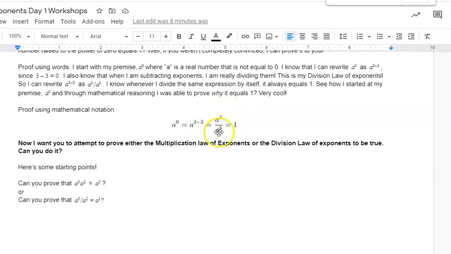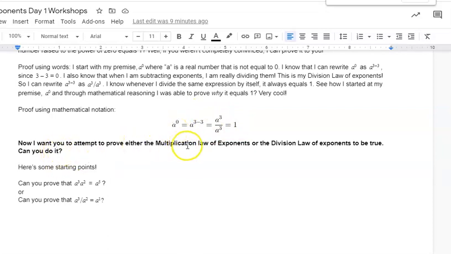I know anytime you're dividing the same thing over itself, it equals 1. So notice I start with a to the 0 power and I end up with 1. Since equal signs are equivalents, I know a to the 0 power is equal to 1. I proved why this law is true, mathematically.